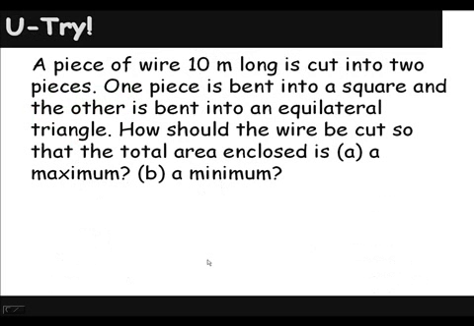Here's one for you to try. A piece of wire 10 meters long is cut into 2 pieces. One piece is bent into a square and the other is bent into an equilateral triangle. How should the wire be cut so that the total area enclosed is A, a maximum, and or B, a minimum? Go ahead and pause the video here and give that a try.